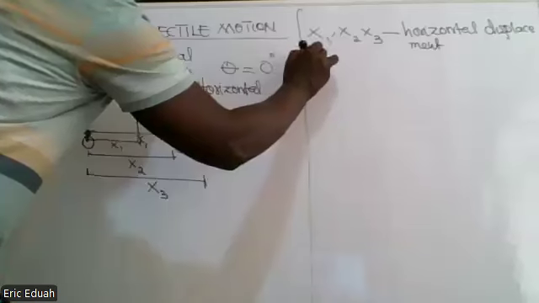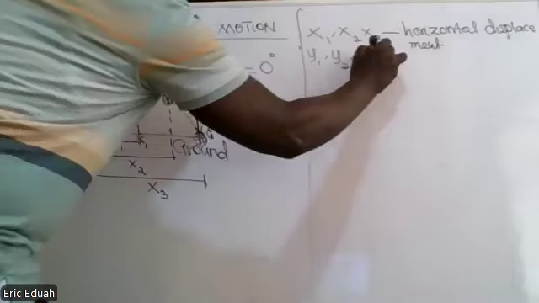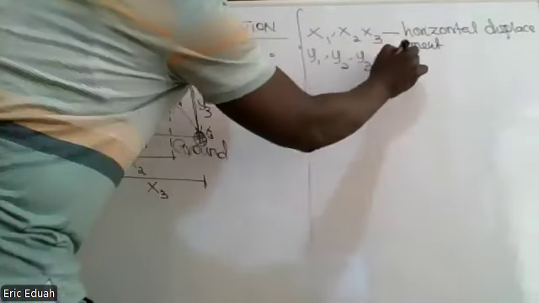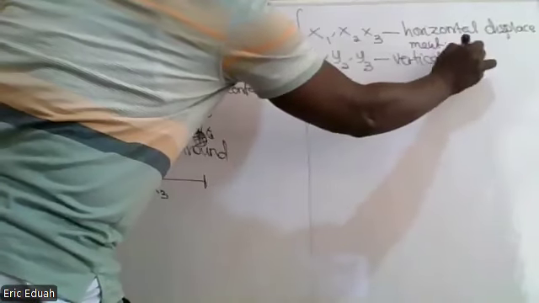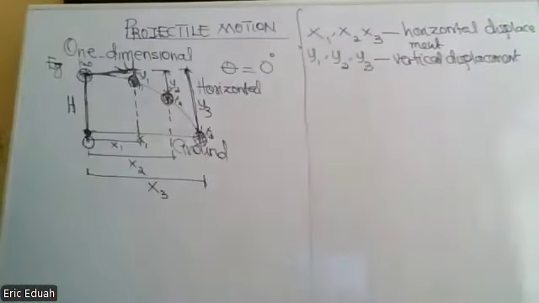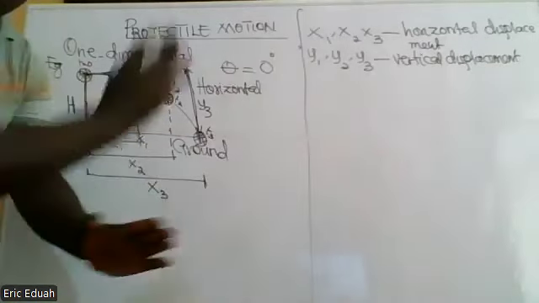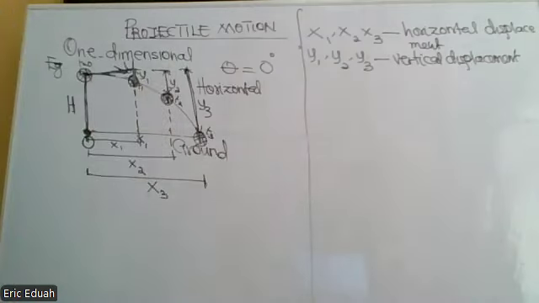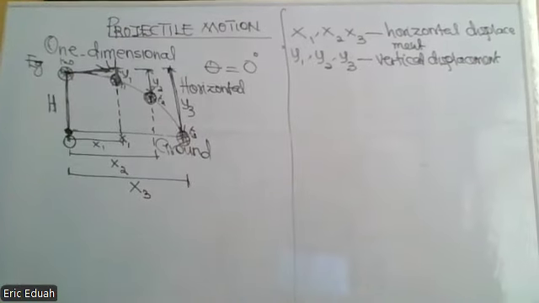So Y1, Y2, Y3 is also equal to the vertical displacement. So as the projectile moves, it seems to be displaced horizontally and vertically at the same time. Please, are we okay with this part? Class, are we fine?